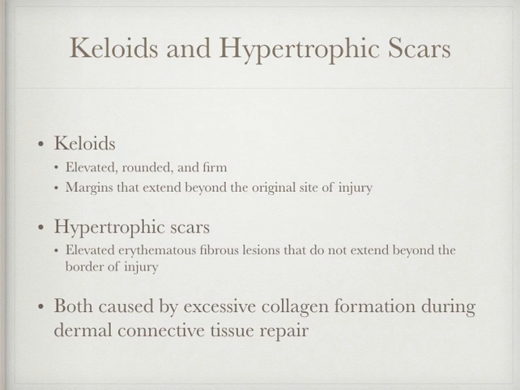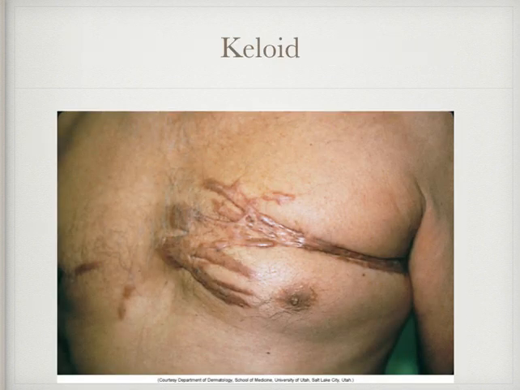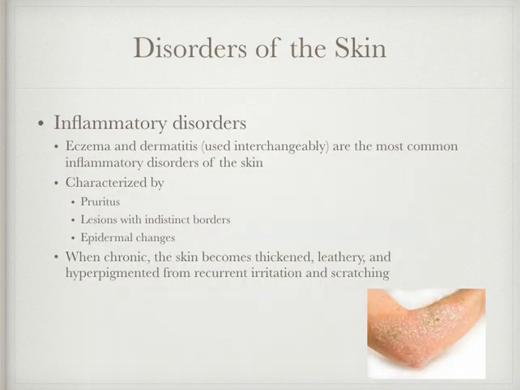You can have hypertrophic scars, where they're more red and raised, but they're not quite as bad as a keloid. A keloid is when they're starting to extend beyond that. Both of them are caused by excess collagen formation during connective tissue repair. This is an example of a keloid. As you can see, if they had an incision, it would just be a thin line. So they start to extend beyond that initial wound, essentially. It's pretty common. You'll see it fairly often.